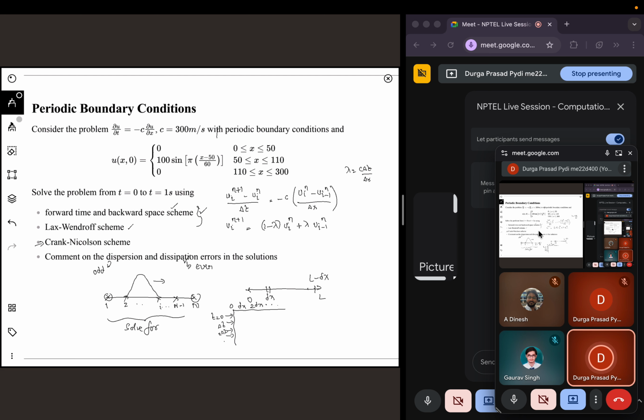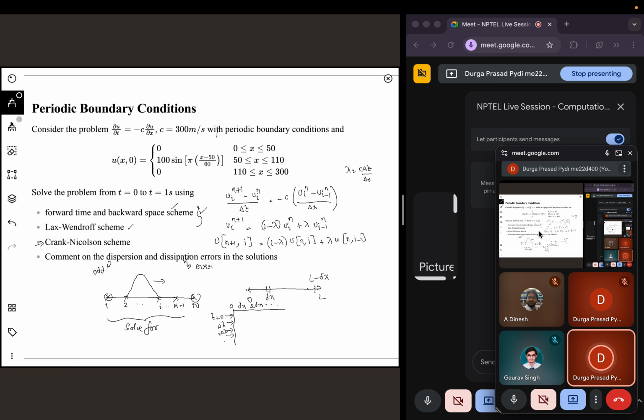So this, if I were to write in the matrix, u times the row is n plus 1th row, column is i, is 1 minus lambda. So as I said last week, here we have to iterate along the x direction. So for each and every value of i, we have to do this.